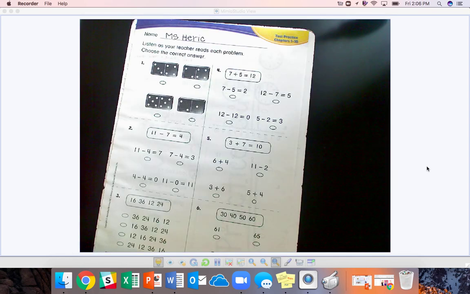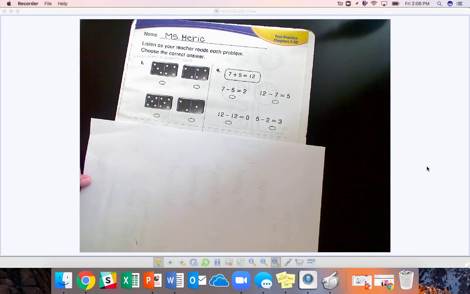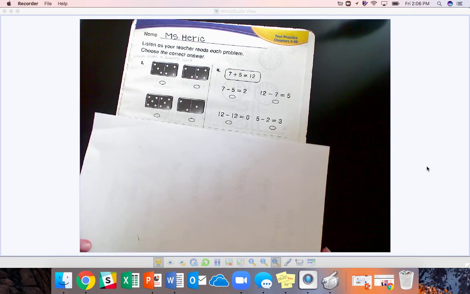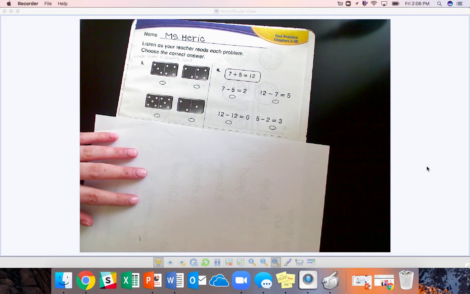Okay, here we go. Number 1. Also, remember, it's helpful to track your answers if you want to cover up the bottom part so that you're just focusing on the problem you're on. Number 1. Which shows a doubles fact? Which domino shows a doubles fact?